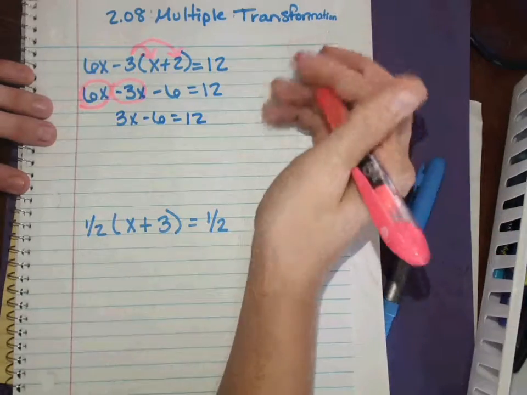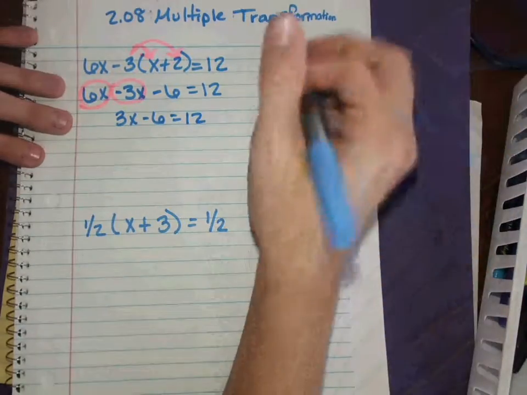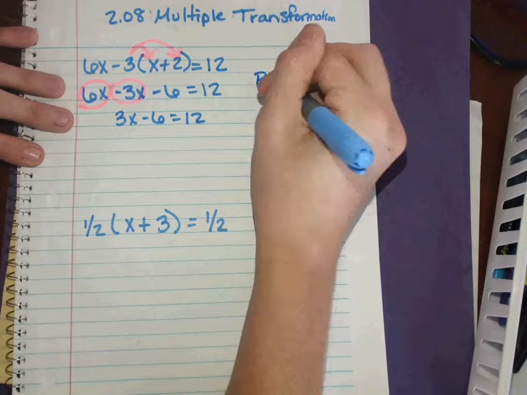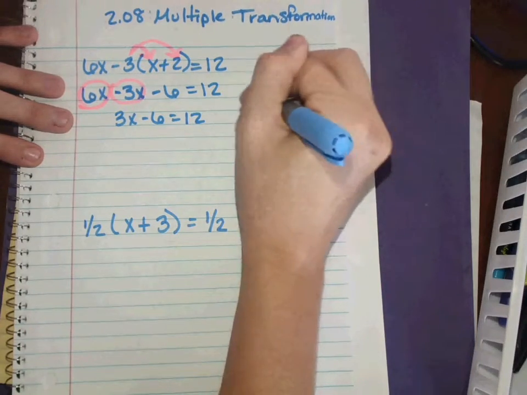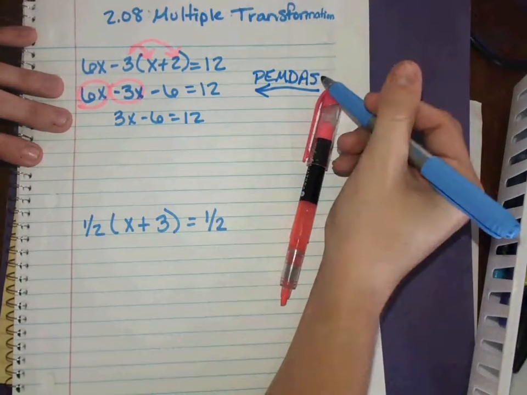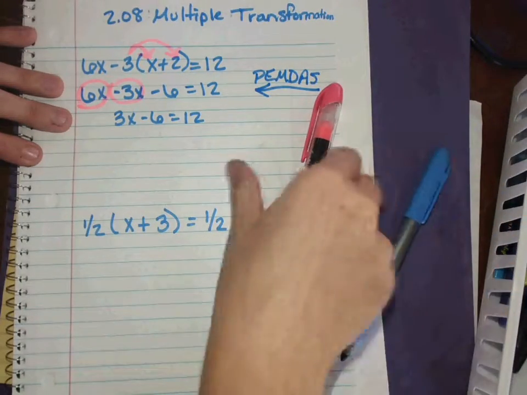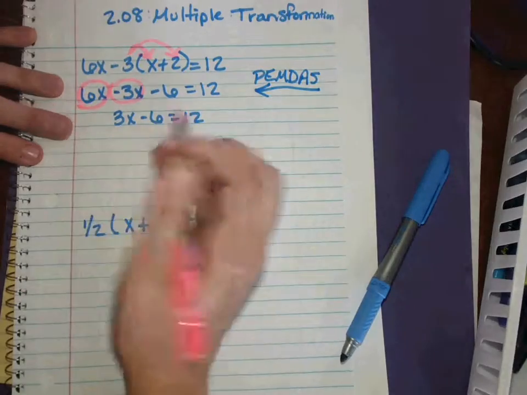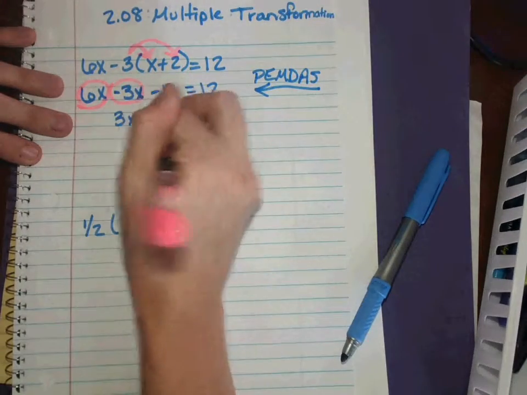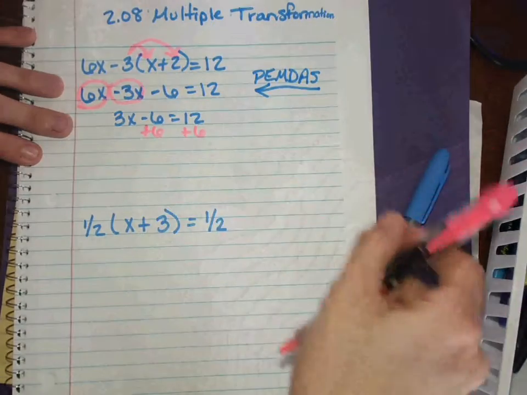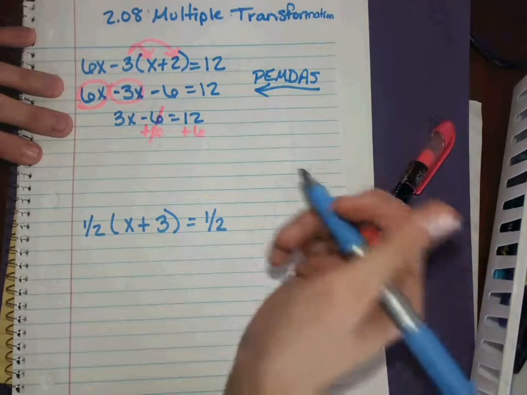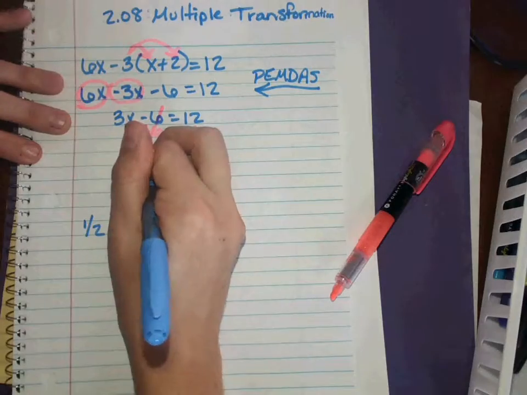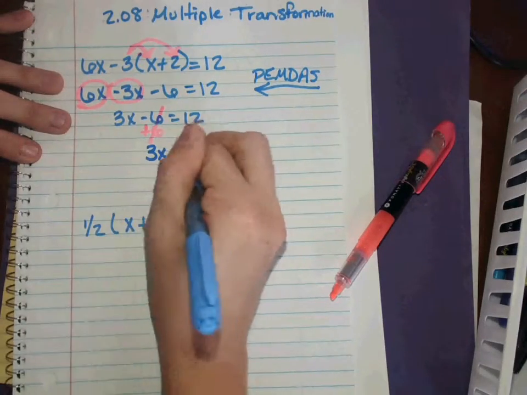Now I am doing PEMDAS backwards. I'm undoing it. Okay, so we always start at the end and we undo addition and subtraction first. So I've got minus 6 here. I'm going to follow that addition property of equality. They create that 0 pair there. So I'm left with 3x equals 18.